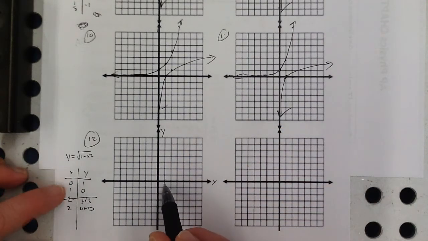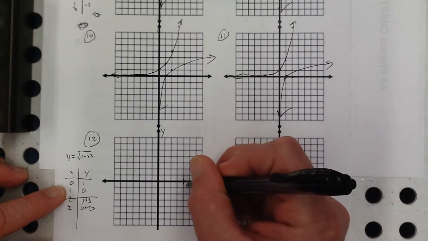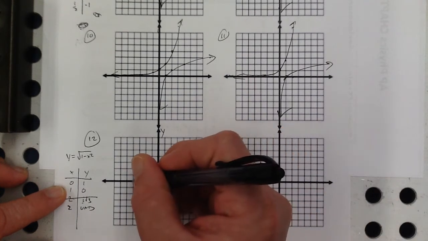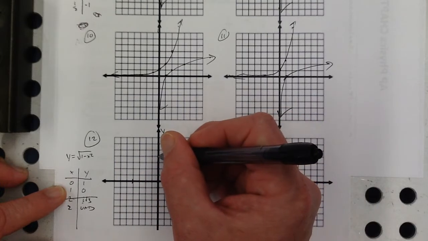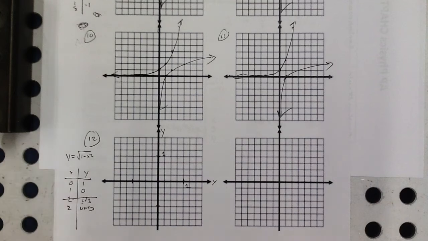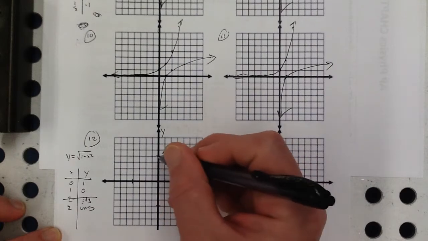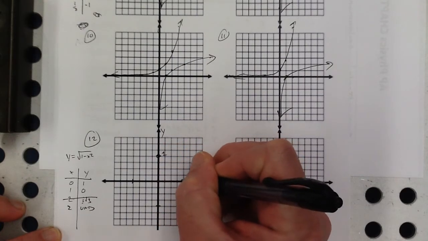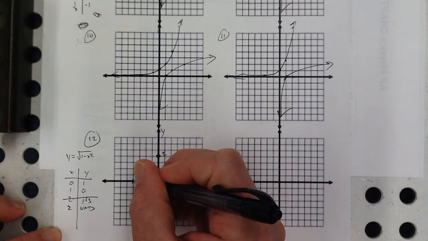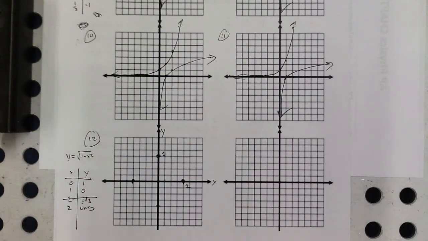I think I'll do 1, 2, 3, 4. Maybe I'll make this one like that, and I'll do the same thing, which will give me a little bit more room. So if I plug in 0, I get 1. If I plug in 1, I get 0. If I plug in negative 1, I also get 0, and you can't go past negative 1 for the same reason we just talked about.